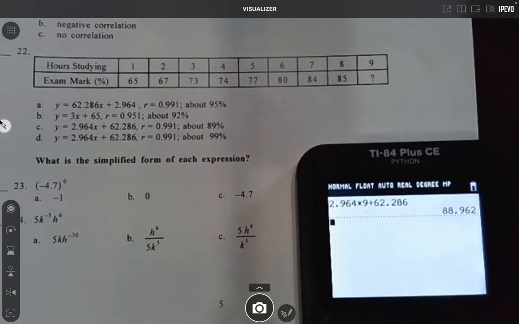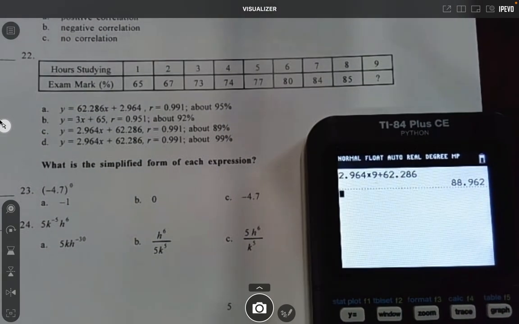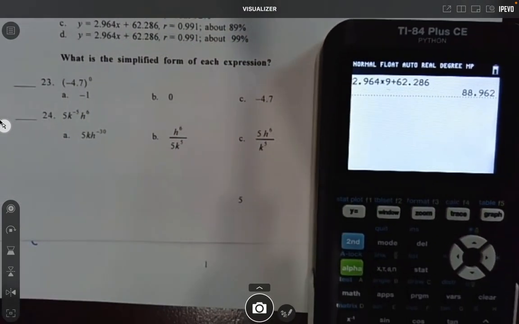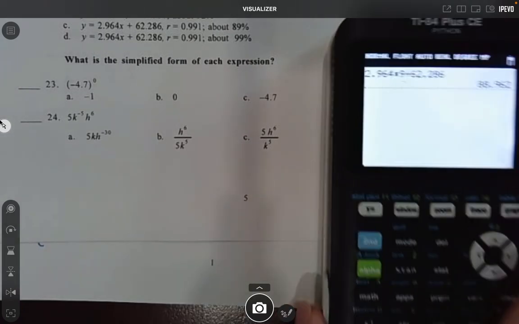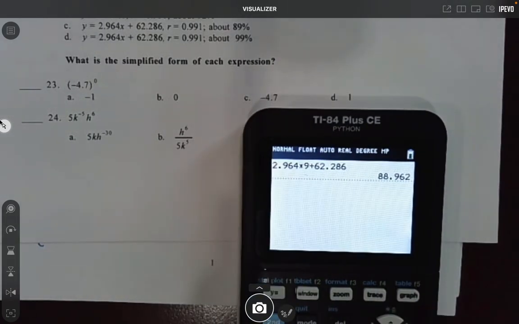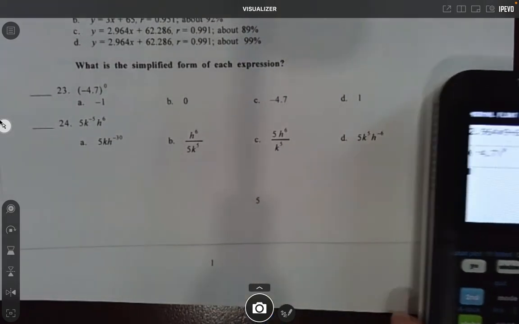Okay, number 23, you should know this, but you can use your calculator. Anything to the 0 power is 1. But look, make sure tomorrow, don't just put an answer, check it. So if you do negative 4.7 to the 0 power, it's going to tell you it's 1. All right, or not tomorrow, I meant Friday. All right, number 24, you just have to know.